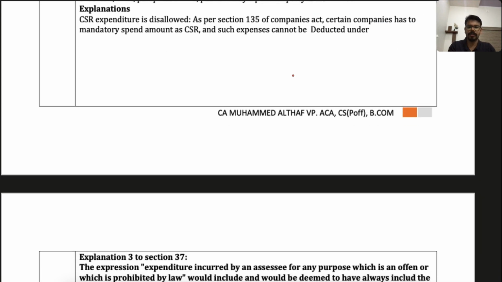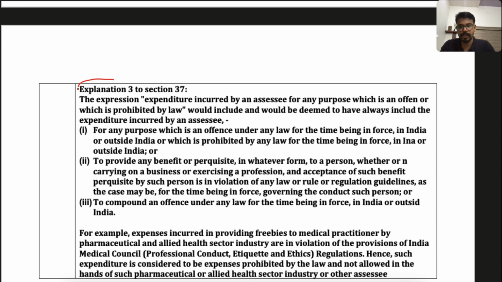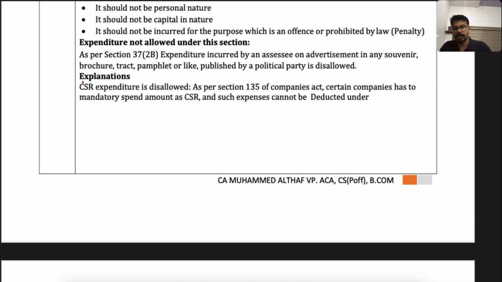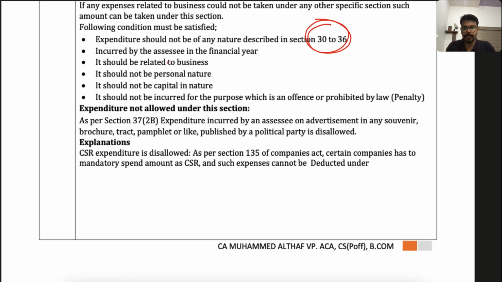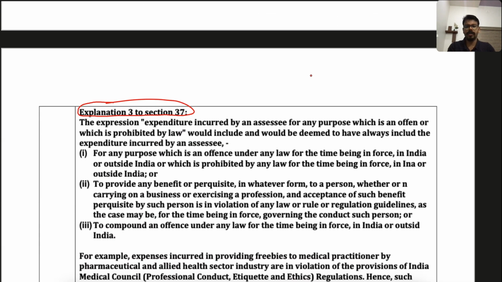It's not an amendment, it's actually an explanation they've inserted into this section 37. We all know that anything which is an offense or prohibited by law is disallowed. That means you cannot take those items. For example, a business entity which has given a bribe against their opponent, the competitor. You cannot claim that amount as a business expenditure because it's prohibited under law. So they made more clarity on this.